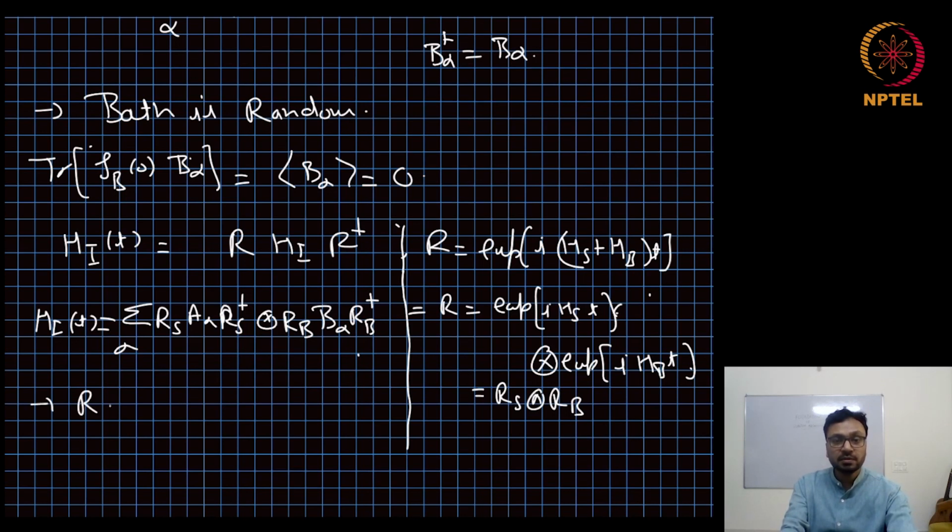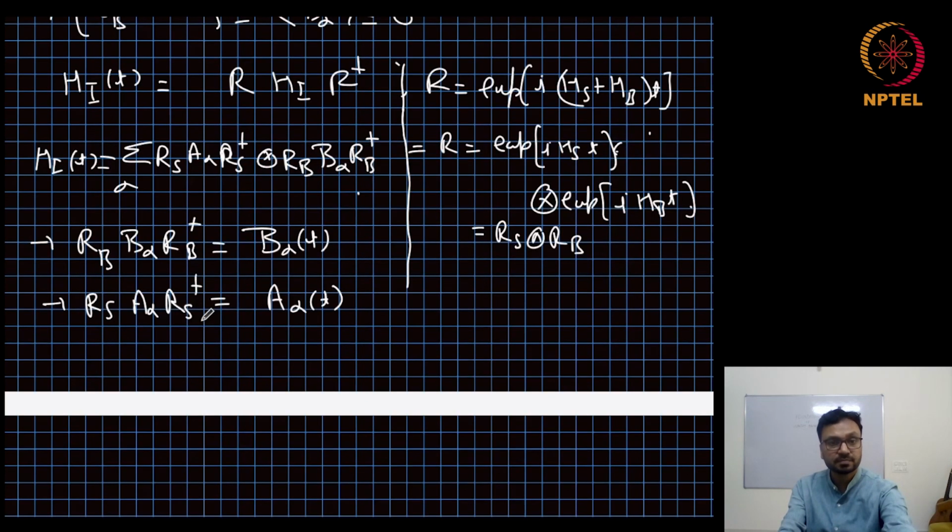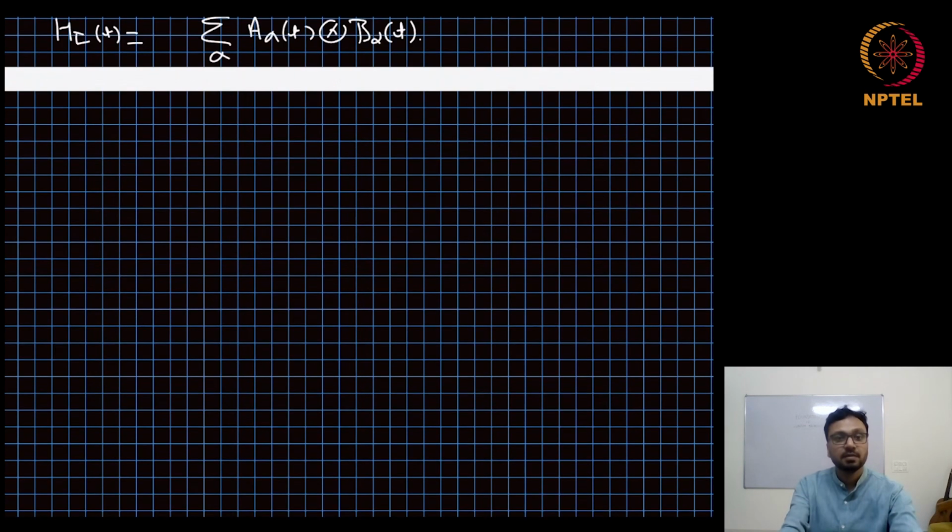Let us call R_B B alpha R_B dagger to be B alpha of t, the time dependent bath operators. And similarly, R_S A alpha R_S dagger equals A alpha of t, the system operators. So H_I(t) can be written as sum over alpha of A alpha(t) tensor B alpha(t).